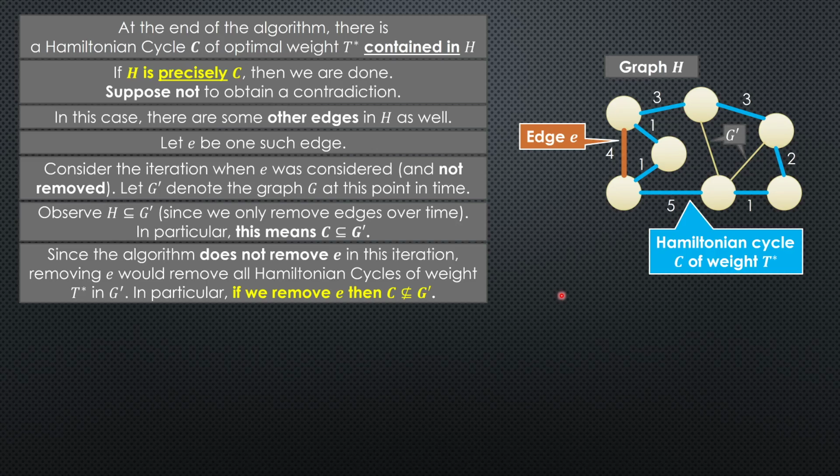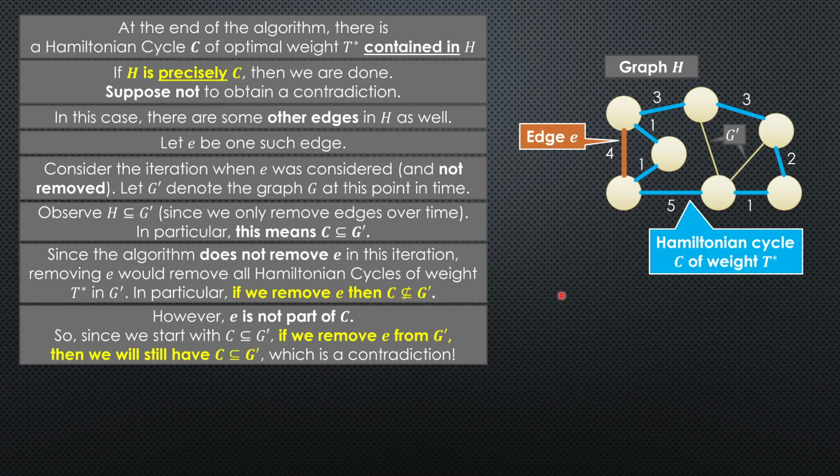And now we're getting close to our contradiction, because E is not part of C by our assumption. So we start with C being in G prime, and then we remove E. Well, it's not part of C, so C is still going to be in G prime. That's a contradiction, because if the algorithm didn't remove E, it must be because removing E would remove all of the Hamiltonian cycles of weight T star, including C. But it can't remove C because E is not part of C. So that's a contradiction.